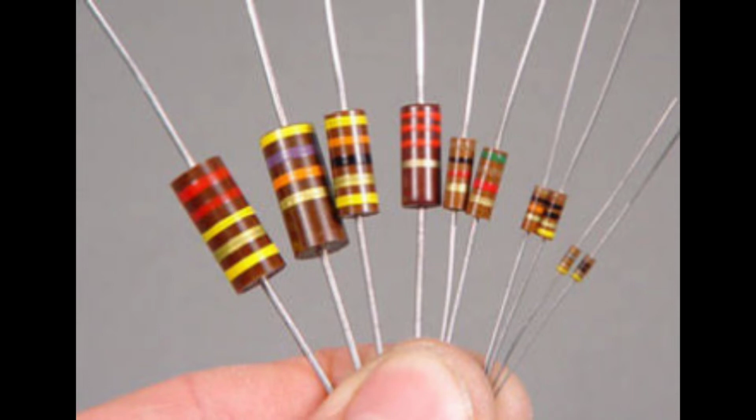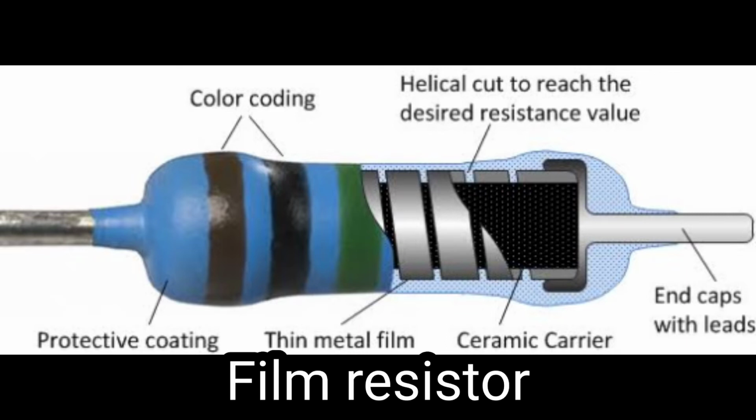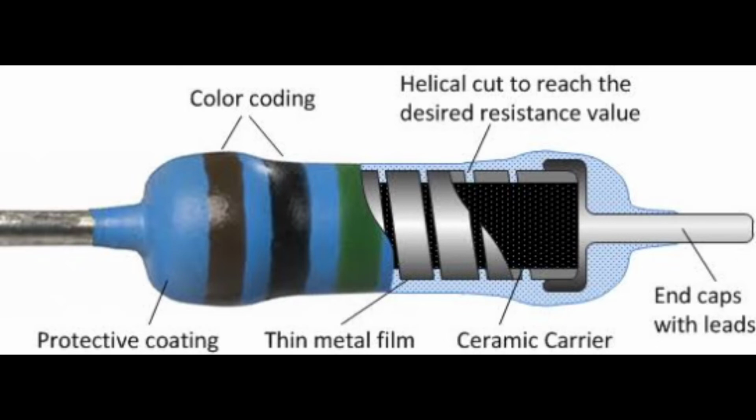In a film resistor, the resistive material is a very thin coating of carbon or metal on an insulating substrate like ceramic or glass. The value of resistance is determined by the thickness of the film and the amount of carbon or metal in it. These resistors are available with very accurate and stable values.